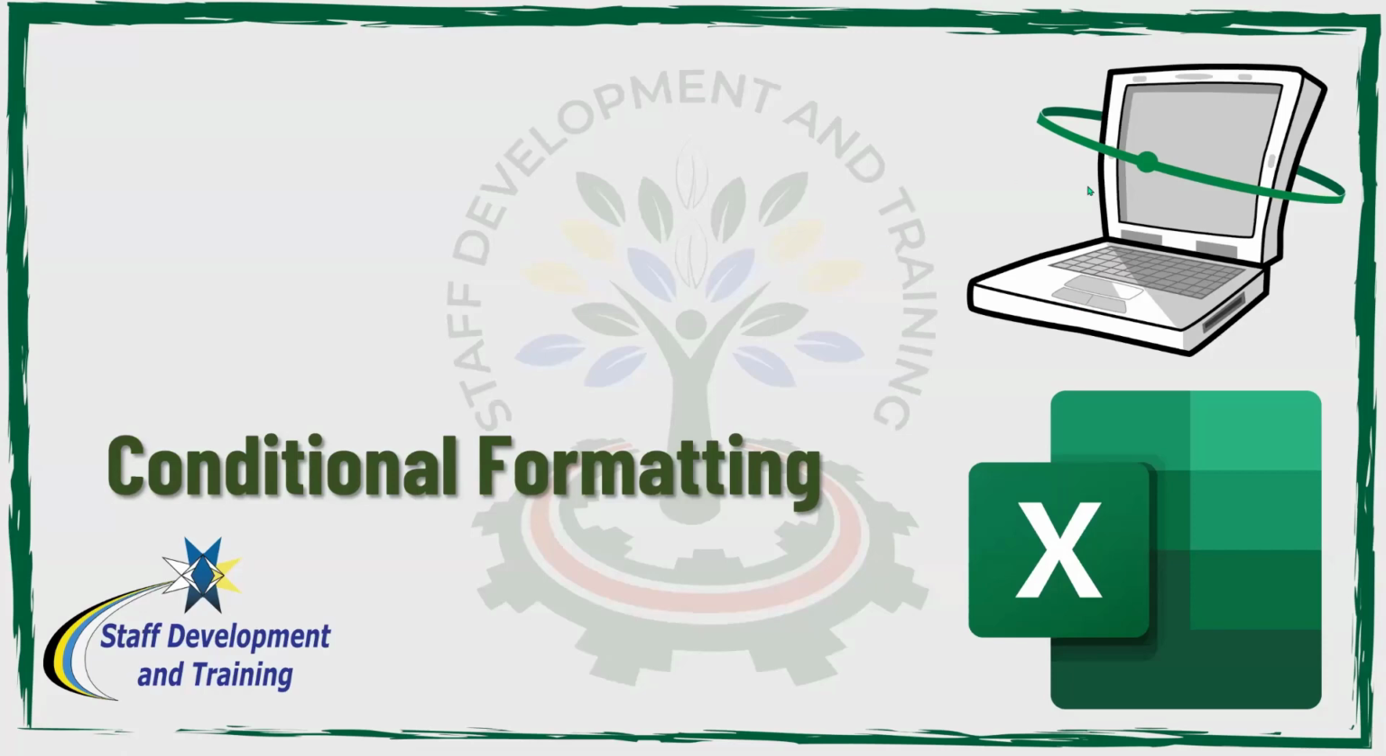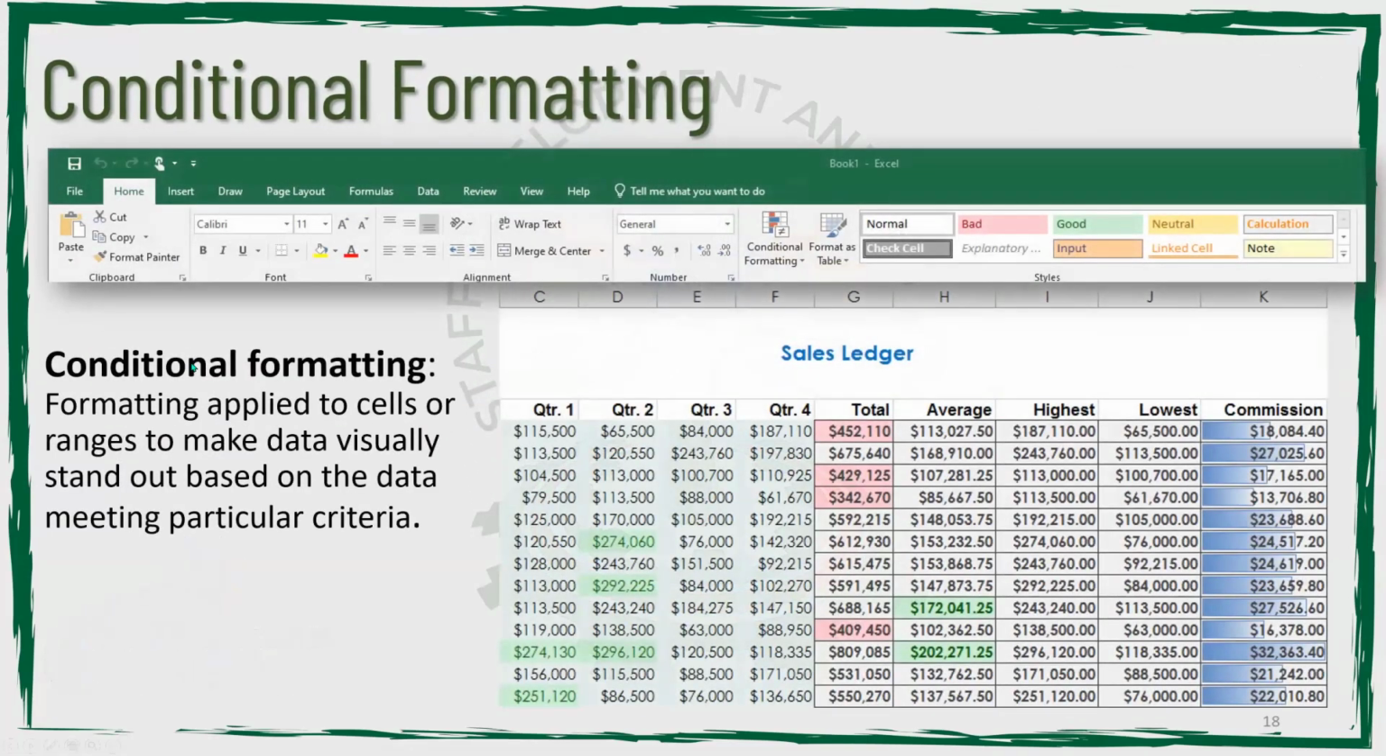If you don't know what conditional formatting is, it is a command that is housed on your Home tab within your Styles command group. So as you can see, this red box highlights conditional formatting. Basically what this does is you can apply formatting to cells or a range of cells by making them visibly stand out based on your data meeting a specific criteria.